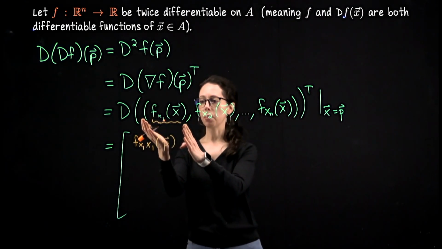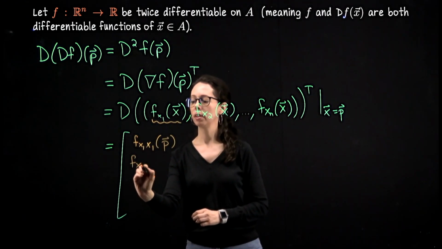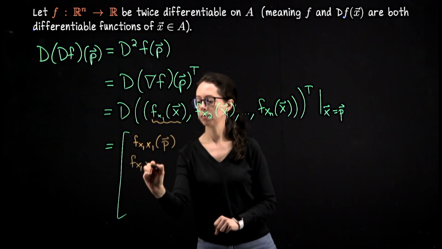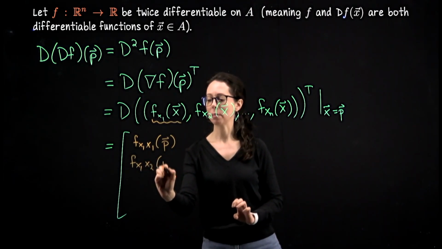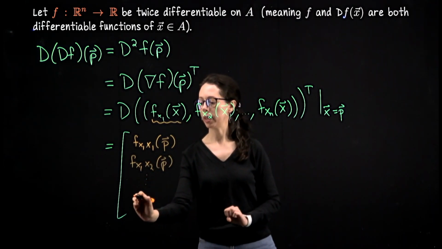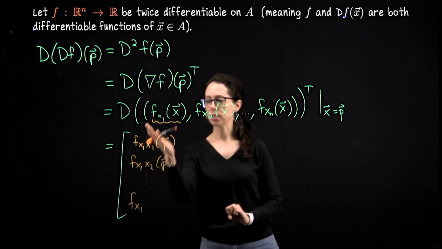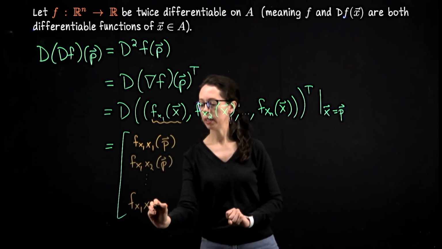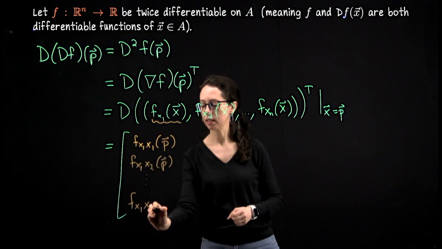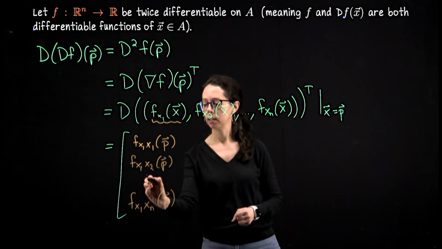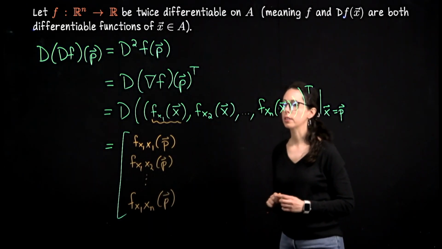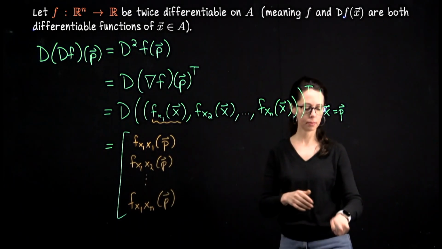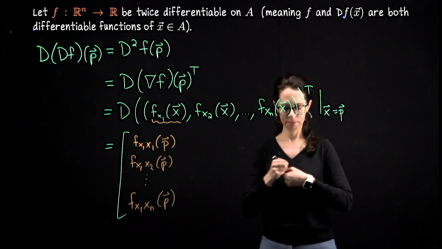Stick with this first component function, take its derivative with respect to x2. Once you're done, plug in p. And keep going. Take this first coordinate function, compute its derivative with respect to xn, and then plug in p. Okay, I don't see any subscript mistakes. I think we're good so far. Let's do pink. Oops, sorry.